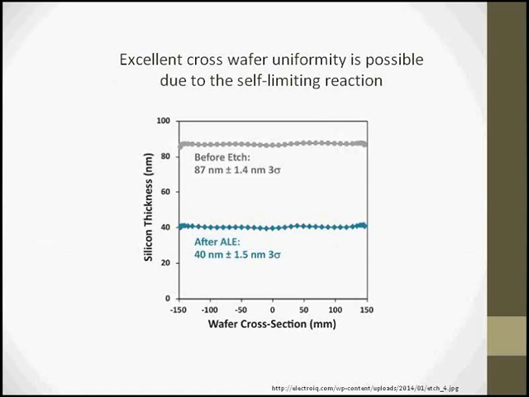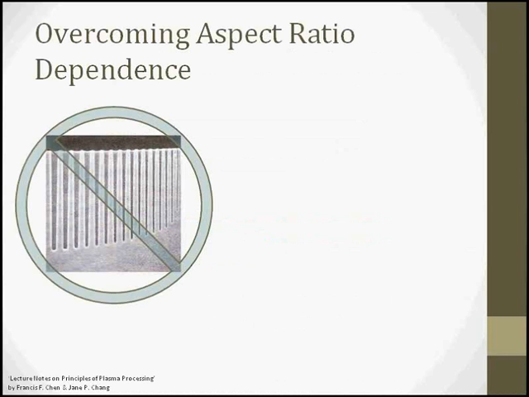But here, due to the self-limiting nature of allowing enough time for the precursors to absorb to the surface, purging those out, then allowing time for the etched products to desorb, and doing it sequentially, we get across the wafer a very good uniformity. And also, by allowing that time for absorption and desorption, we overcome aspect ratio dependence issues such as RIE lag as shown in this image.